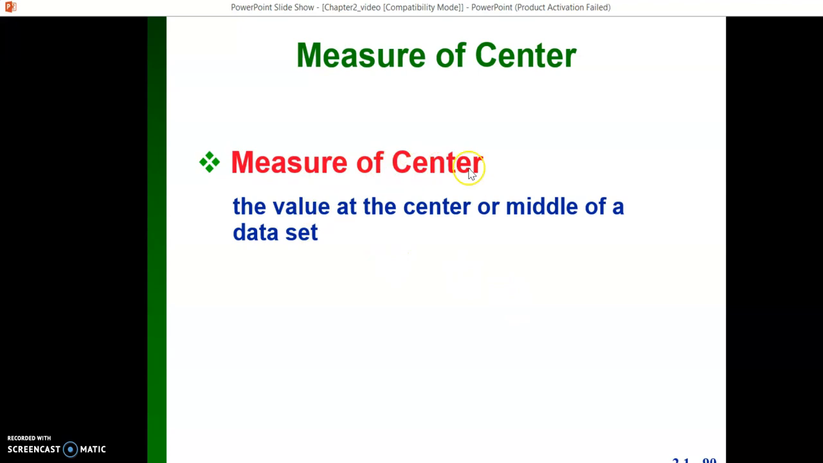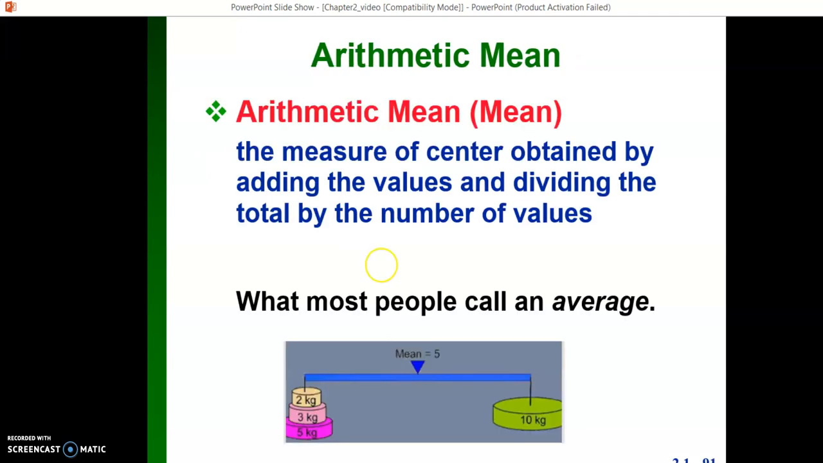The values at the center or the middle of a data set are called the measure of center. If you have a bunch of data and organize it from smallest to biggest, you'll see what happens in the middle. There are three different ways you can measure: mean, median and mode. Sometimes we call the mean the arithmetic mean; both are the same. It is the measure of center obtained by adding the values and dividing the total by the number of values. That is called the average or mean.